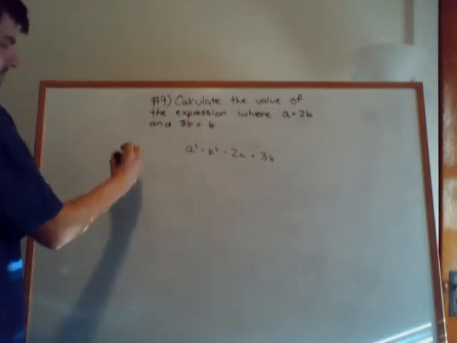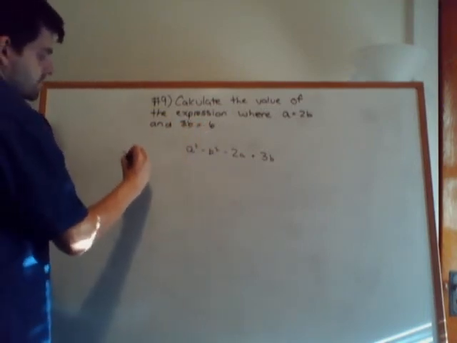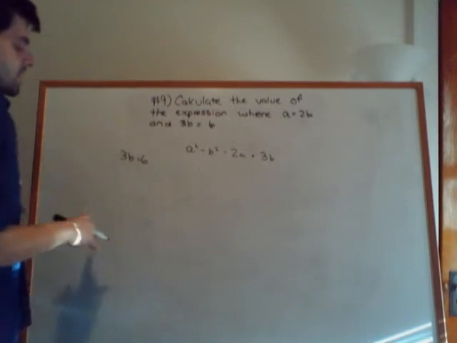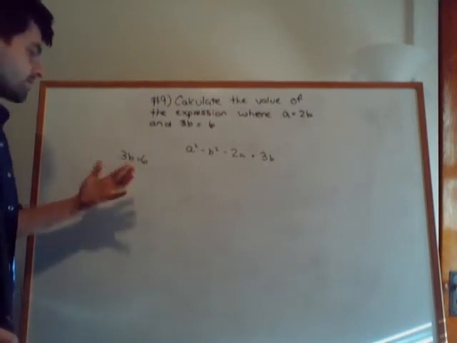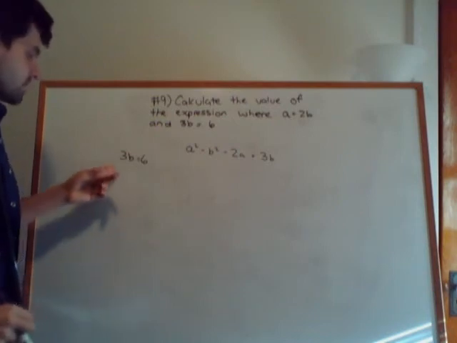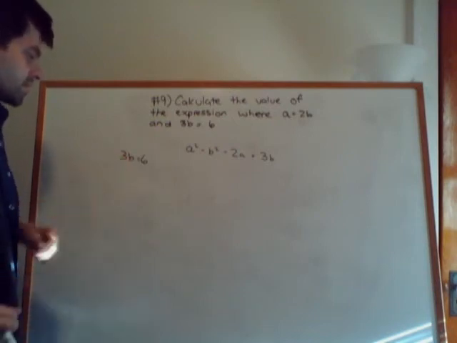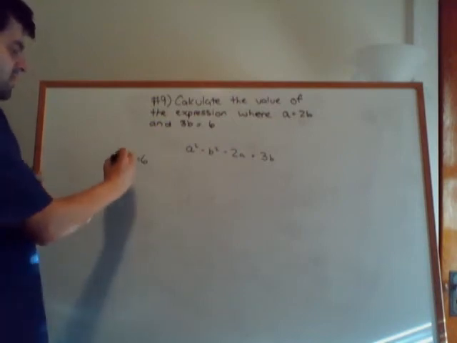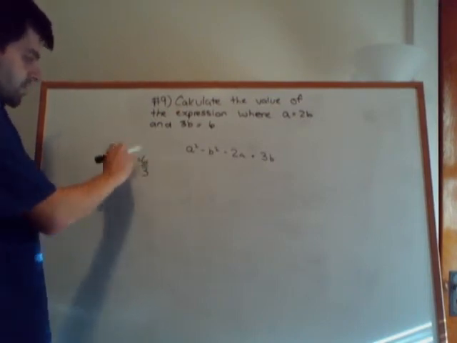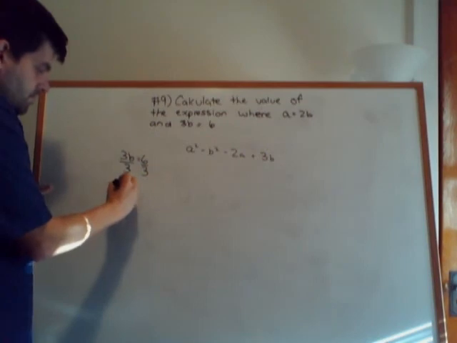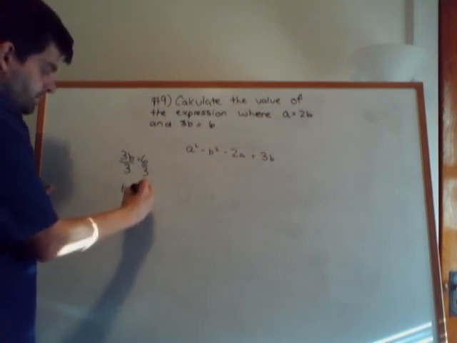So, from a standard equation, we have 3b equals 6. If I want to solve for b or isolate it, I just want to undo whatever is being done to it. So if I have 3 being multiplied by b, to solve for b, all I have to do is divide both sides by 3. 6 divided by 3 is 2, so b equals 2.